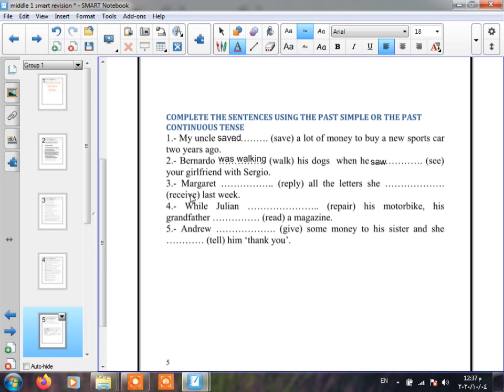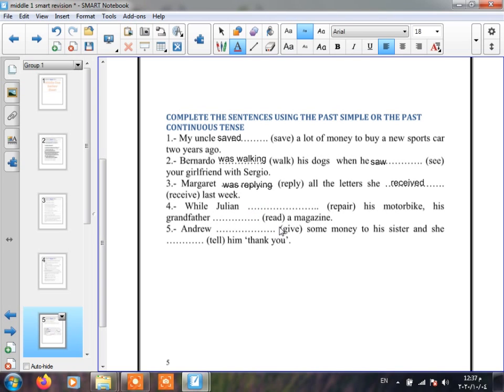Okay, number 3. Margaret does reply all the letters she does receive last week. Okay, here I have two actions. I have to use my mind and consider which action is the long action and which action is the short one. So here the word reply, of course you will take some time to reply to the letters, to write back to your friends. So this is the long action. So Margaret was replying all the letters she received, the short action.